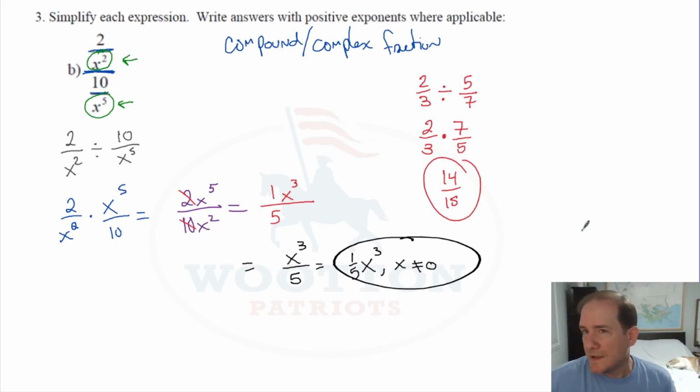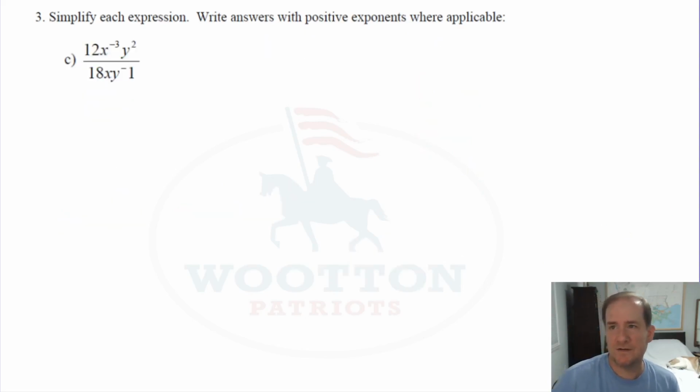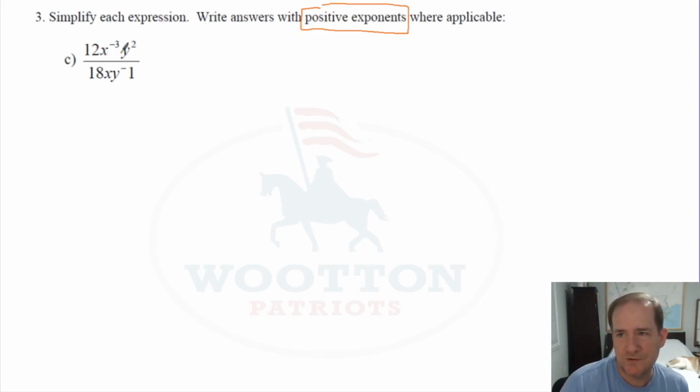Okay, that's 3b. Let's go do 3c, as in cat. All right, hey, here's where it finally matters that they're saying write your answers with positive exponents, because here's a couple of variables that have negative exponents. So how would you handle this?